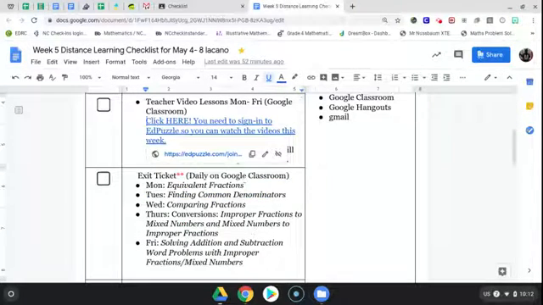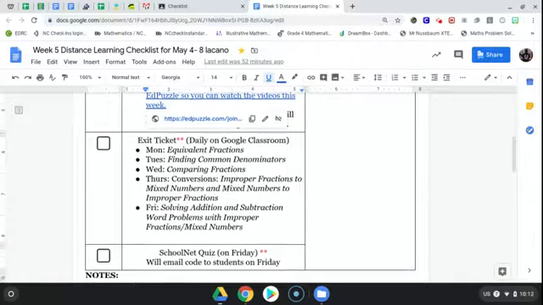On Monday, it's equivalent fractions. Tuesday is finding common denominators. Wednesday is comparing fractions. Thursday, you're going to be changing improper fractions to mixed numbers and mixed numbers to improper fractions. And then Friday, you're going to be solving addition and subtraction word problems with those improper fractions and mixed numbers.